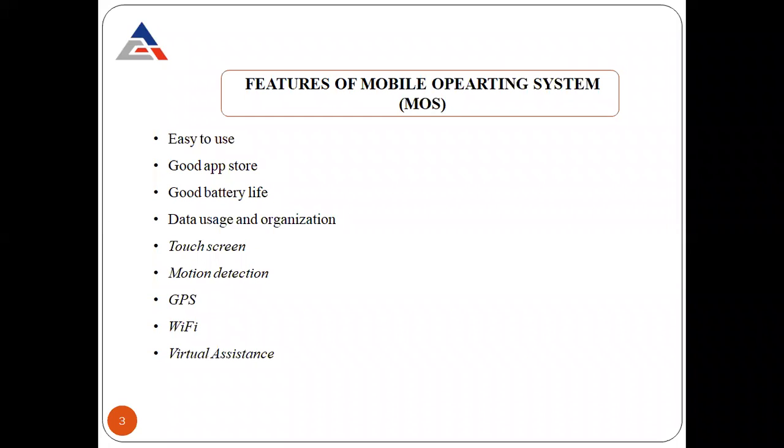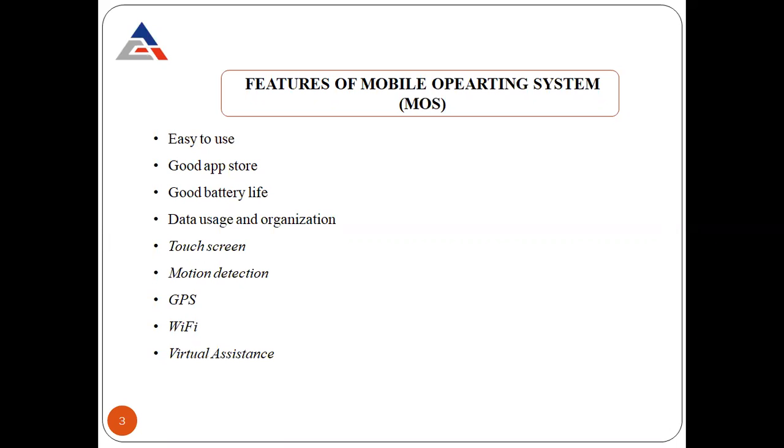Data usage and organization: how we can use the data and how we can organize it, meaning how we can save the data. Either we can save it simply as a file, or we can save the file in a particular folder. This is how we can organize the data. Touch screen: we perform operations by just touching the screen of the mobile phone. Motion detection: if there is any movement near the mobile phone, it can detect the motion.